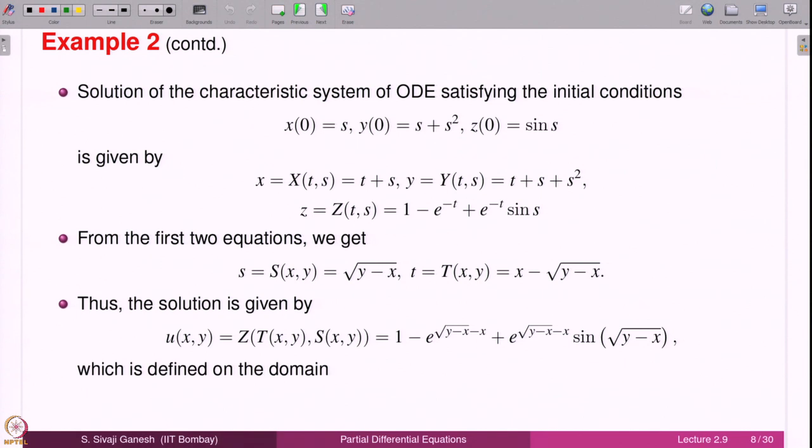And then substitute for t and s in this formula for z, you will get a solution. And now the question is, we have got the formula, what is the domain on which it is defined? First of all, you need that y minus x should be positive because there is a square root, that is it, everything else is fine. So y minus x is positive, that is the restriction, which is y is bigger than x. So that means it defines a solution in this domain, xy in R2 such that y is bigger than x.